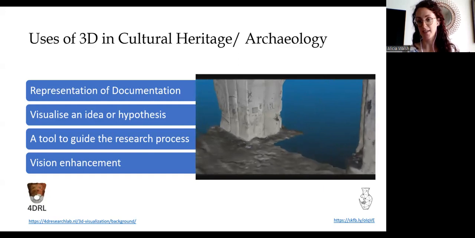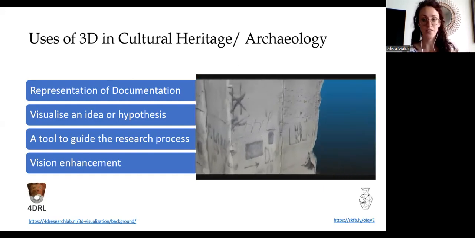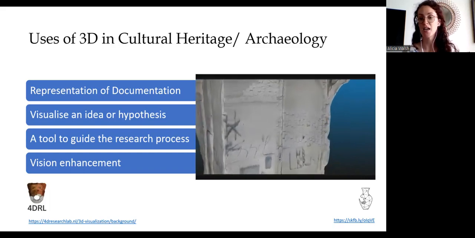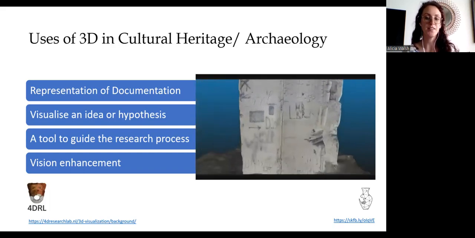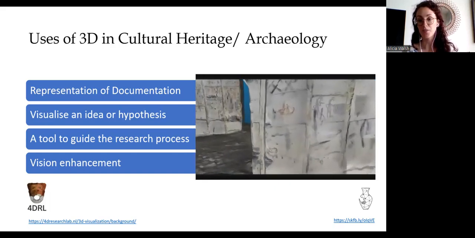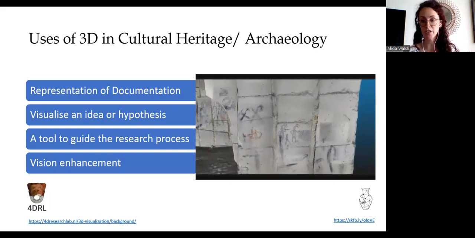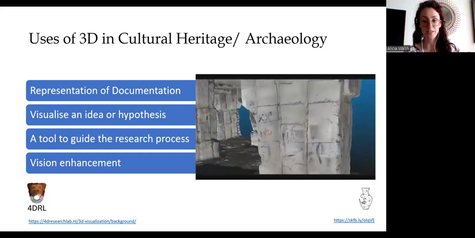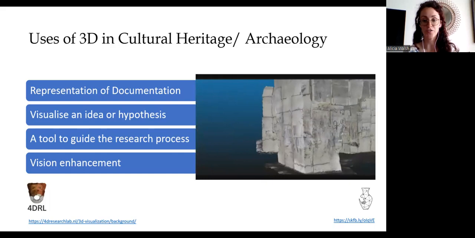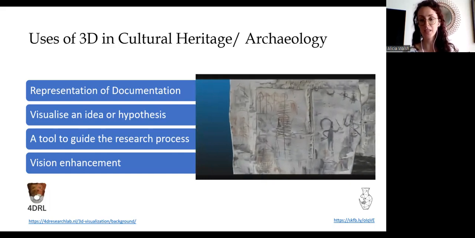It can also be used as a tool to guide the research process. So instead of using the 3D model as the end product, they can be used as an interactive process between the researcher and the subject. So 3D modeling can be used as a tool for source interrogation and a guide for interpretive reasoning. So if you're reconstructing architecture based on historical sources.